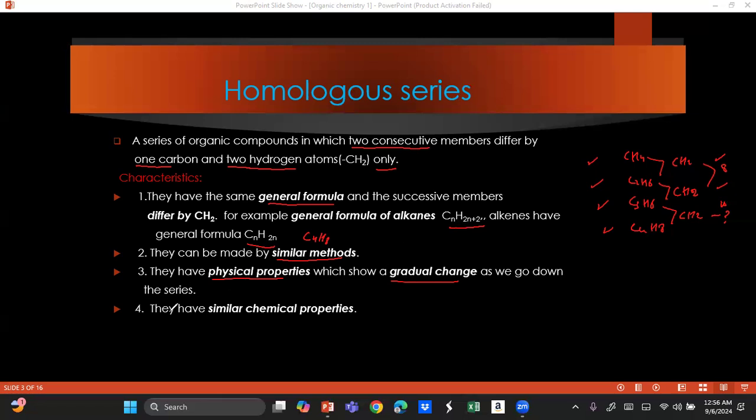Then they have similar chemical properties. Their types of reactions will be similar. For example, all the alkanes undergo combustion reactions, producing CO2 and H2O. We will study this in the chemical properties of alkanes. All the alkenes undergo addition reactions because they are unsaturated. When the double bond is broken, electrons are available, so we can add anything there. You understand?